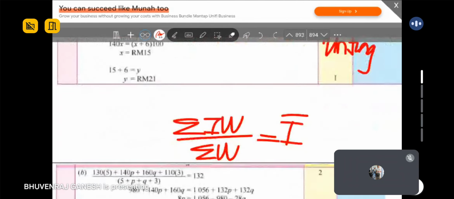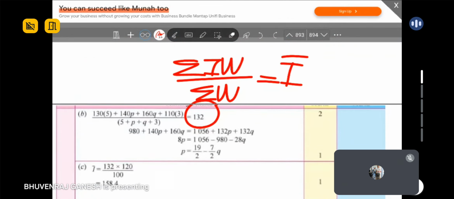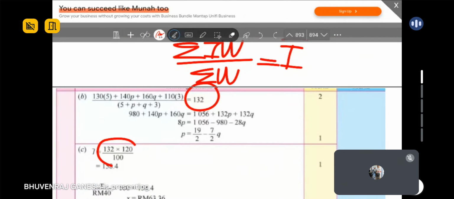Okay, tadi kamu ada harga index, harga gubahan, index gubahan 132. Okay, so you take 132 times 120 over 100. Okay, selalu kamu darab dua-dua indeks informasi yang kamu ada bagi 100. Usually like that. Then kamu akan dapat jawapan.